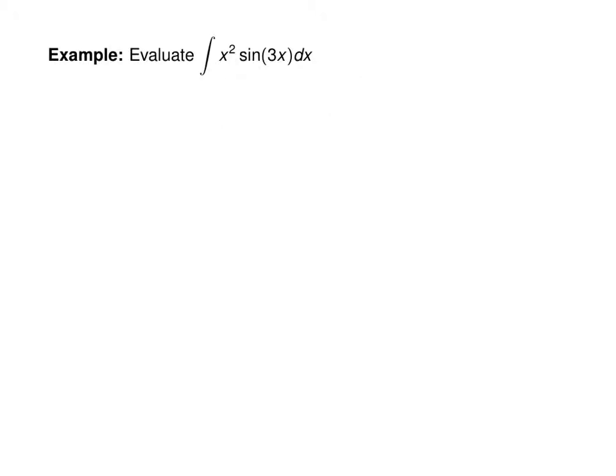So evaluate the integral of x squared sine 3x dx. Usually we let u equal the function that, when you repeatedly differentiate, will eventually become a constant or 0. So we're going to let u equal x squared. du is then equal to 2x dx. dv will be equal to sine 3x. And to find v, we have to antidifferentiate this.